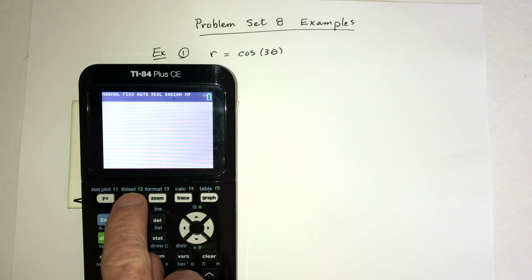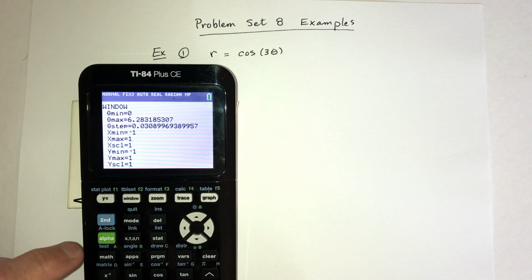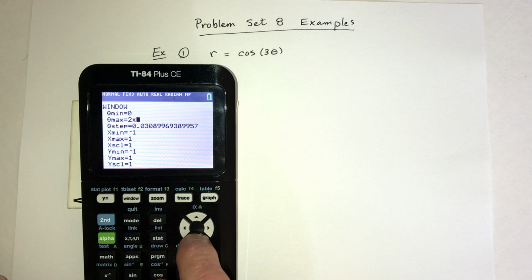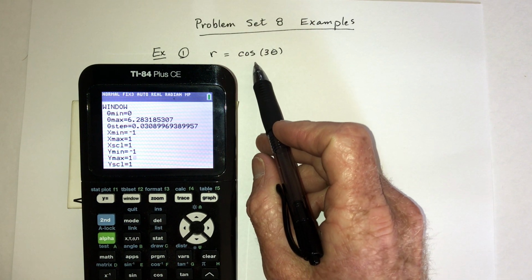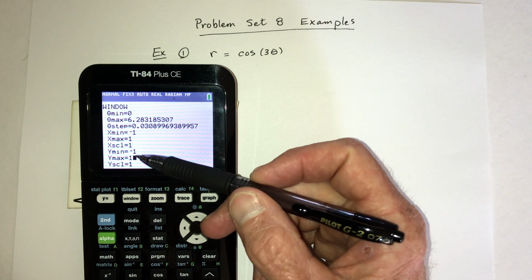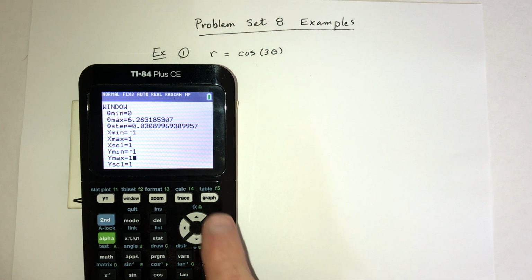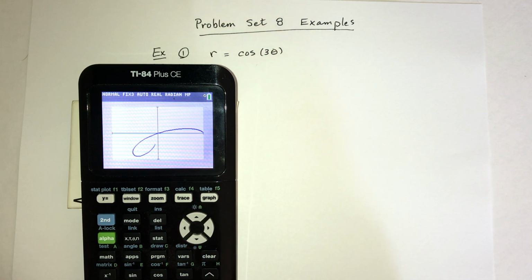And then go to the window. I'm going to start by having it go from 0 to 2 pi. And then if this says 0.13, change it to a 0.03. That will make a more accurate graph. And also x can range between -1 and 1, and y can range between -1 and 1, because the biggest that cosine ever gets is 1, so it ranges between -1 and 1. And then take a look at the graph.